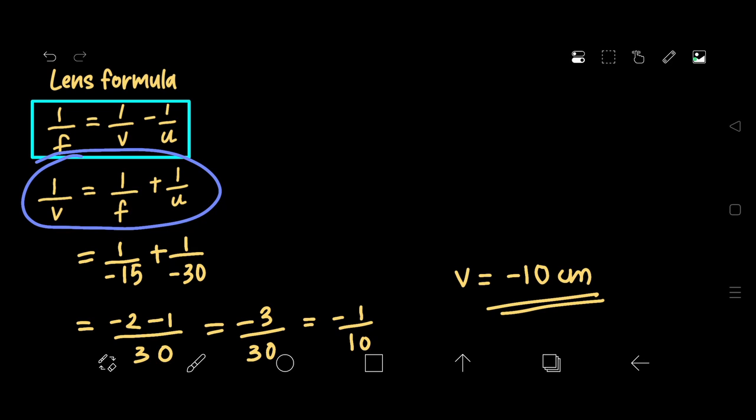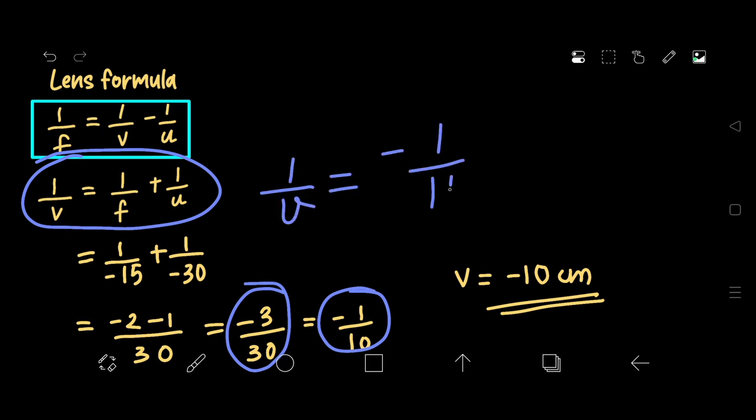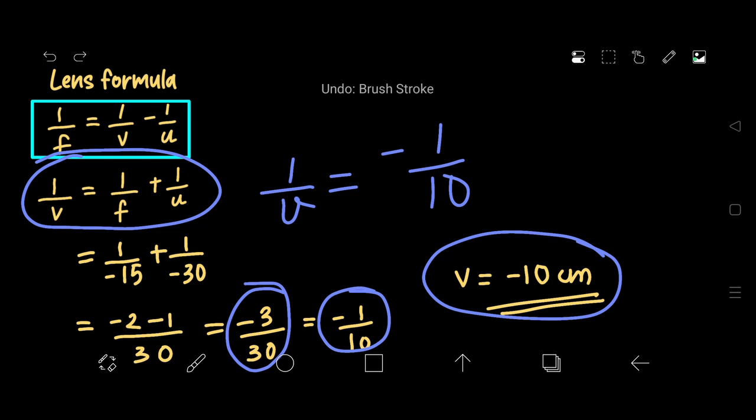After substituting the values and calculating, we will get minus 3 by 30. It becomes minus 1 by 10. That is, 1 by v is equal to minus 1 by 10. So v is equal to minus 10 centimeter. That is, the image distance is negative 10 centimeter.